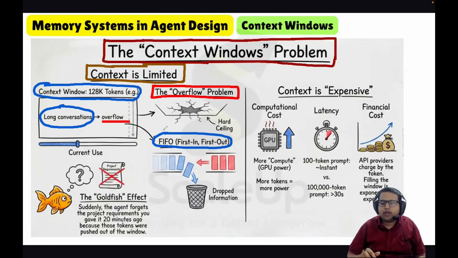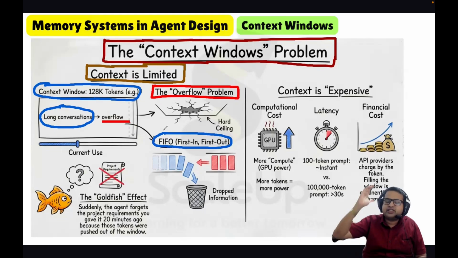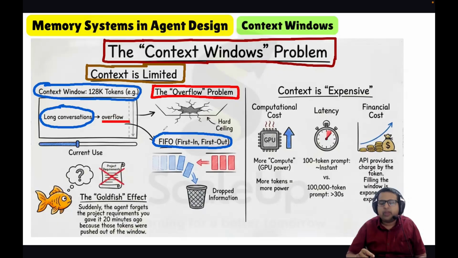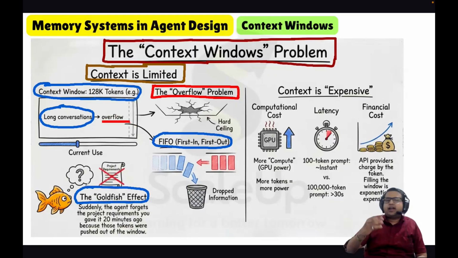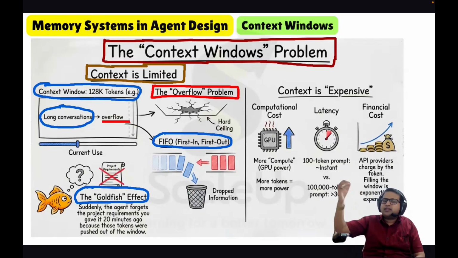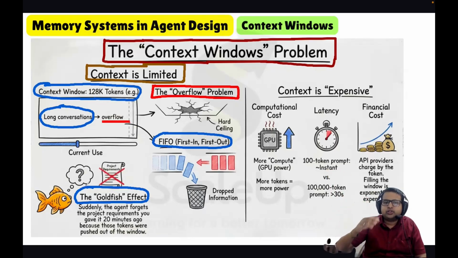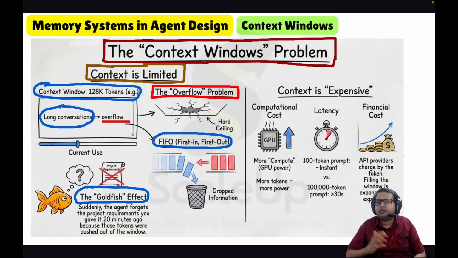So usually the oldest messages at the start of the chat are deleted to make room for the new ones. And because of that, we see something called the goldfish effect. The idea is that because the oldest information got deleted, the agent will start forgetting it. Suddenly you will see that the agent forgets the project requirements you gave it 20 minutes ago because those tokens were pushed out of the window. So this is what the goldfish effect is.